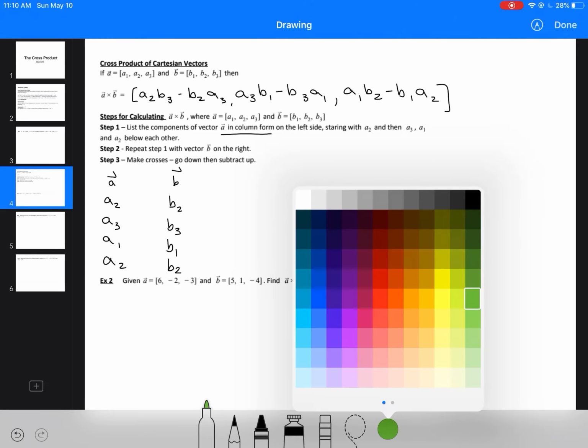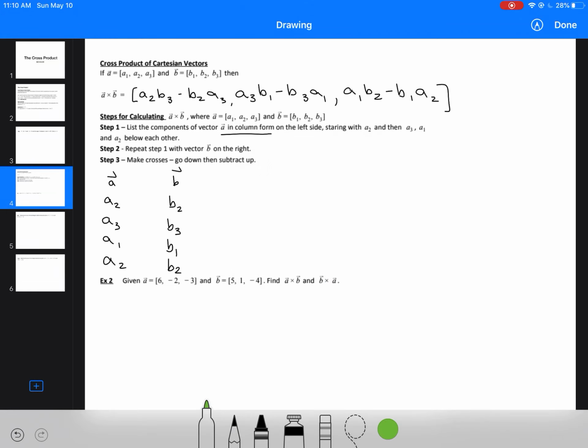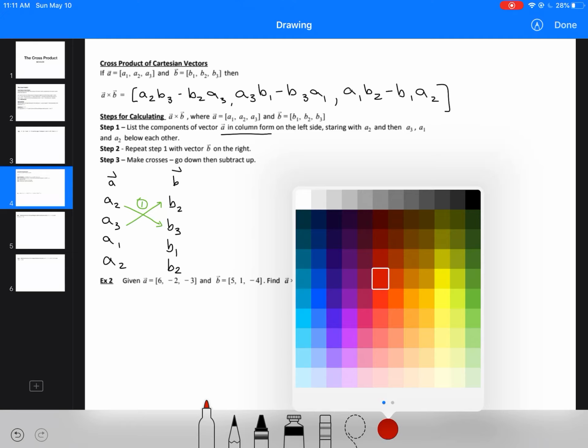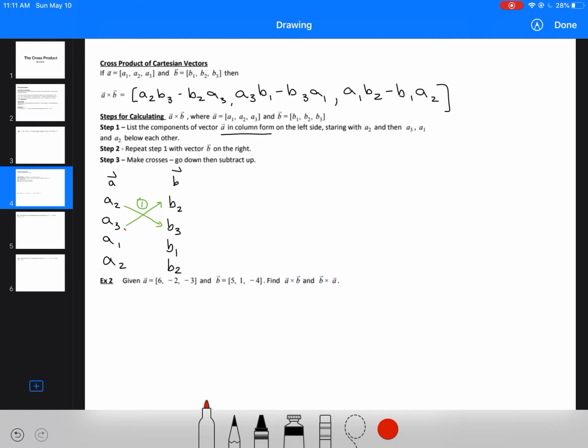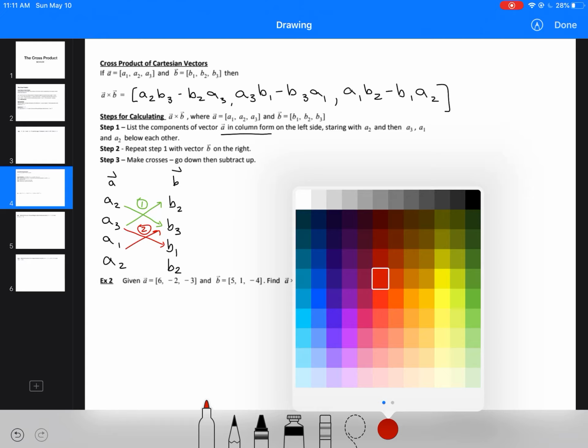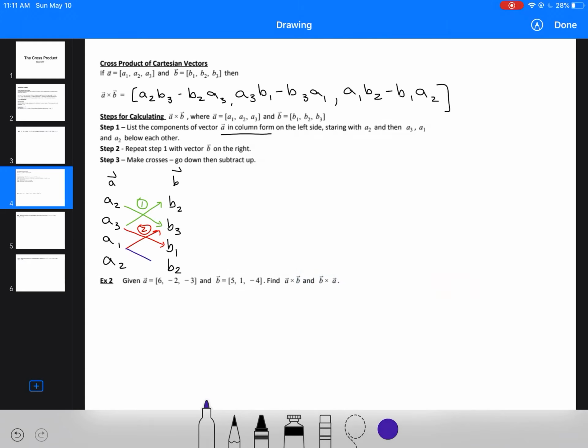So our first coordinate, I'm going to do in green, is going to be the first set of 4 multiplied diagonally across and then subtracted from each other. So A2 B3 minus B2 A3. Our second one, I'm going to highlight in red here. So we've got A3 B1 minus A1 B3. Finally, the third one, I'll do in blue. We've got A1 B2 minus A2 B1.